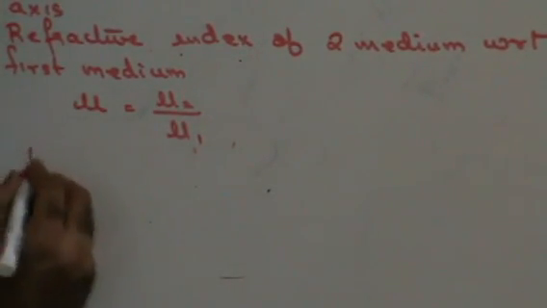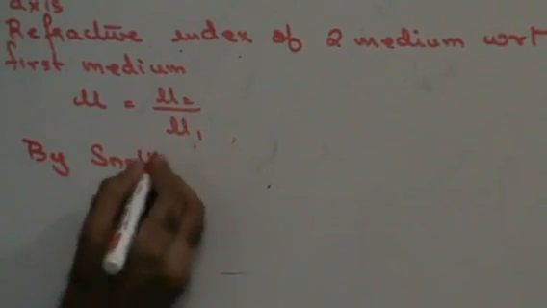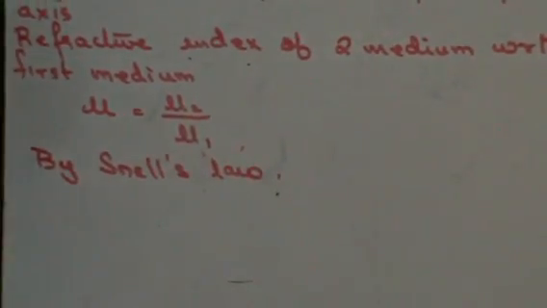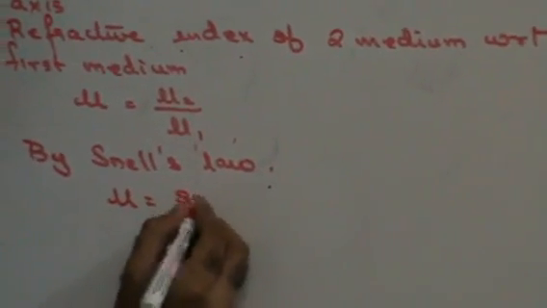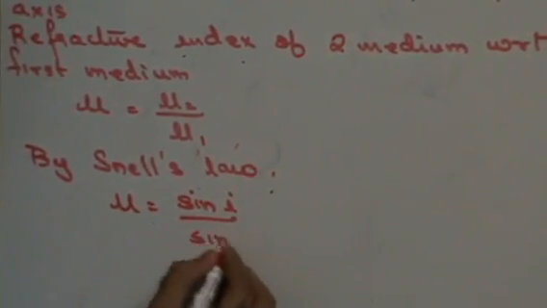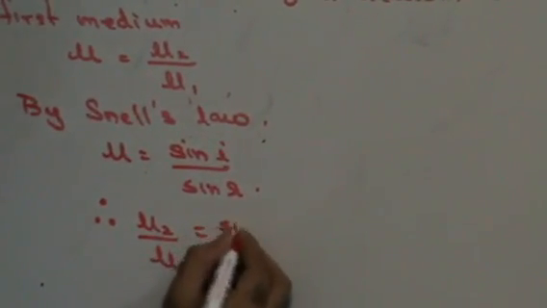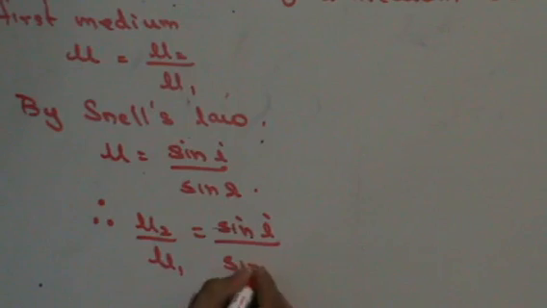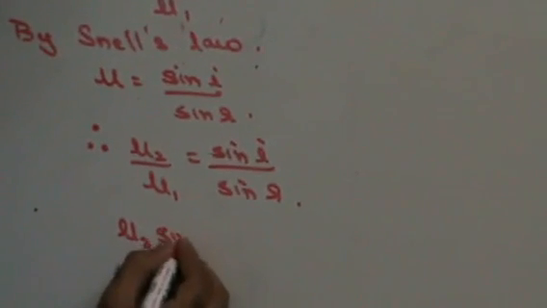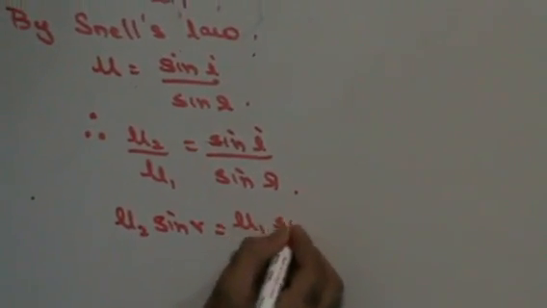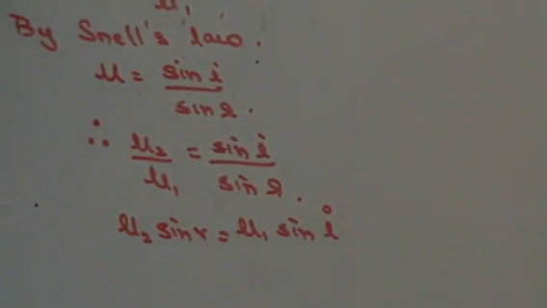I can also say, by Snell's law, that the refractive index is sin I upon sin R. That means mu2 upon mu1 is sin I upon sin R. Mu was mu2 upon mu1, mu is sin I upon sin R. Therefore mu2 times sin R is mu1 times sin I, right?